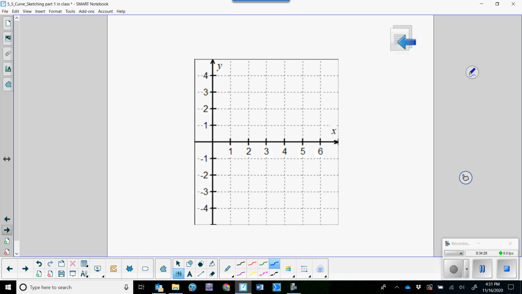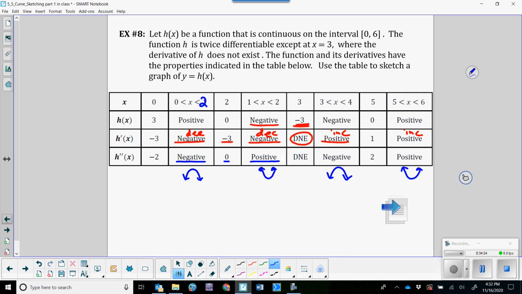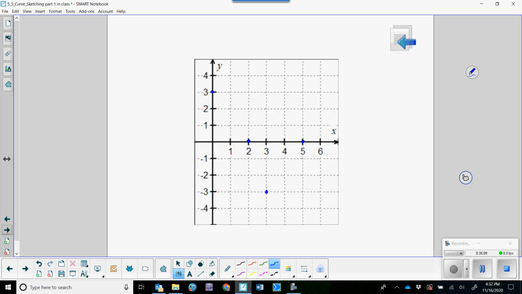We know that we have a point at (0, 3), because that's given in the table. We know that we have a point at (2, 0). We know that at 3 we have -3, and we know that at 5 we have 0. Those are points right in the table. And I guess there's a mistake on this slide. Yours may be right. That's supposed to be a 2 there. I thought that was a little weird. And then this should be 2 to 3. I don't know if that's what yours says or not, but that's what it should say.